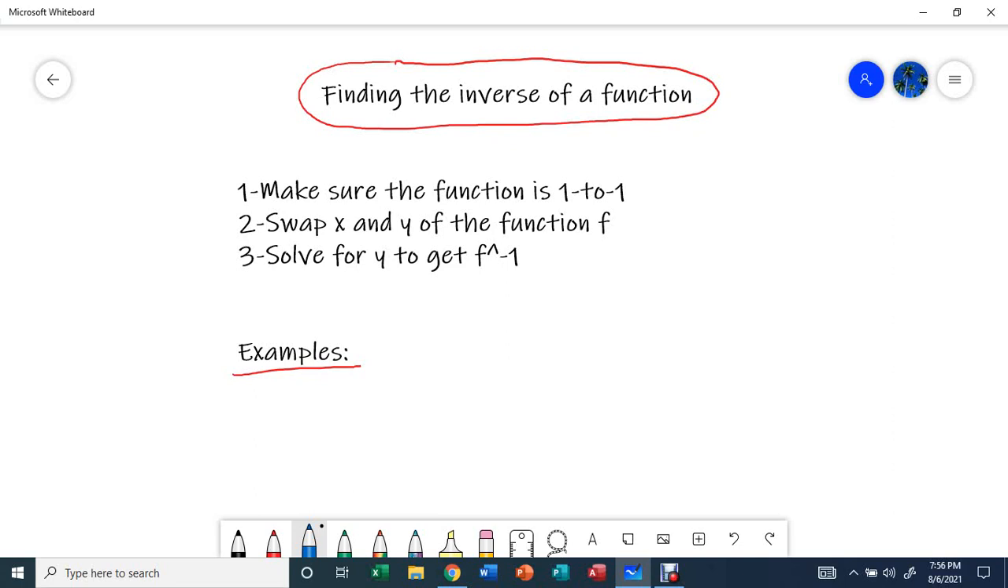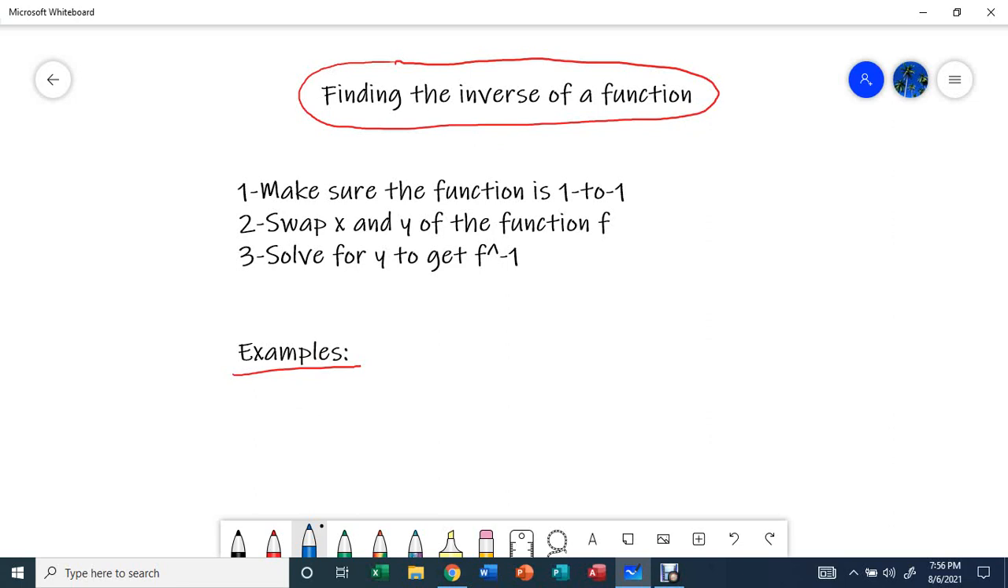In this video I'm going to show you how to find the inverse of a given function, and the process has three steps. The first step is to make sure that the function is one-to-one. If the function is not one-to-one, then the function does not have an inverse function. Step number 2, swap x and y of the function f. And step number 3, solve for y to get f inverse of f. So let's apply these three steps in clear examples.